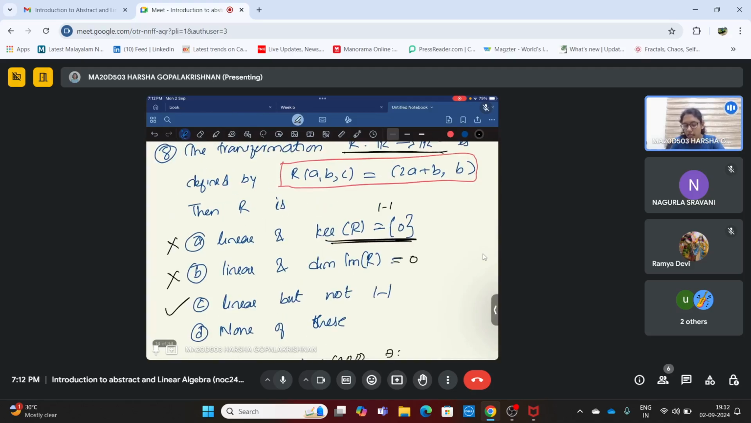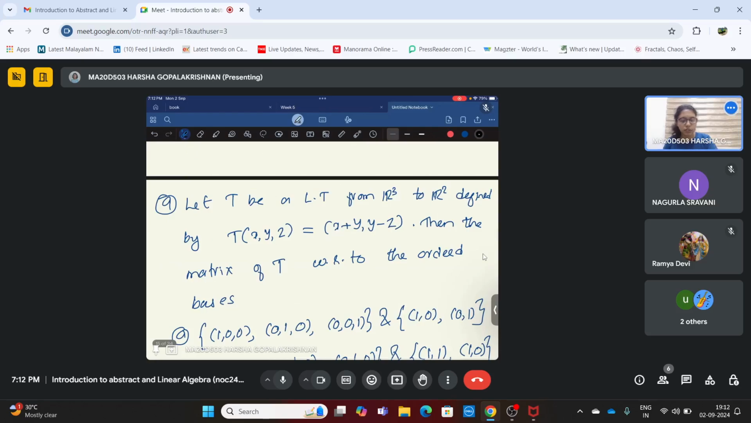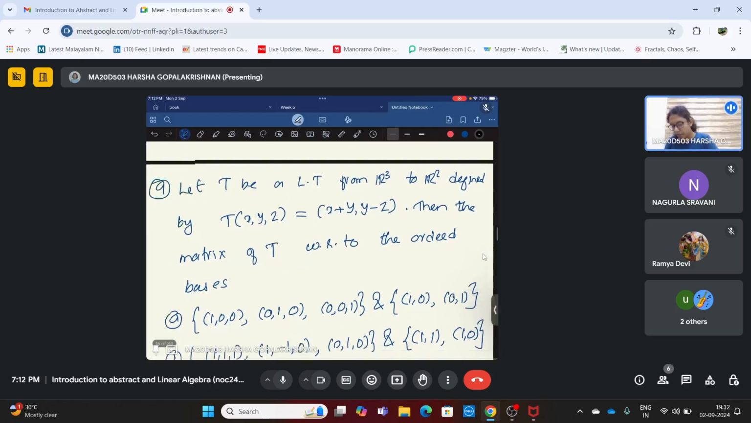So about this kernel, dimension of image of R and all, you can just go to R of ABC. You can find what is the kernel, what is the image and all, and then also you can verify that options A and B are false. As an exercise you can do it in that alternative way also. If you do this kind of questions, it will improve your thinking capacity.